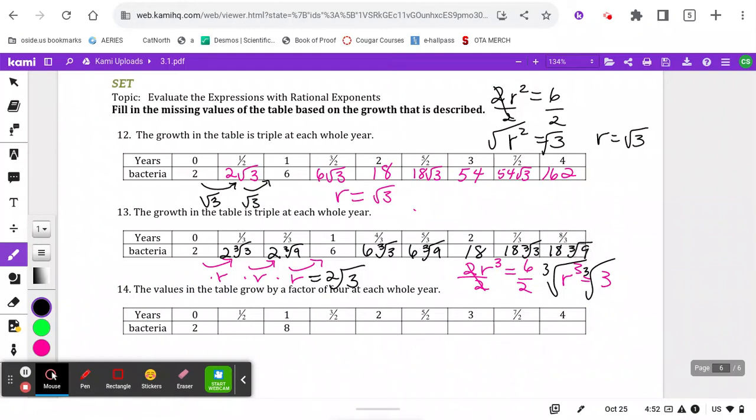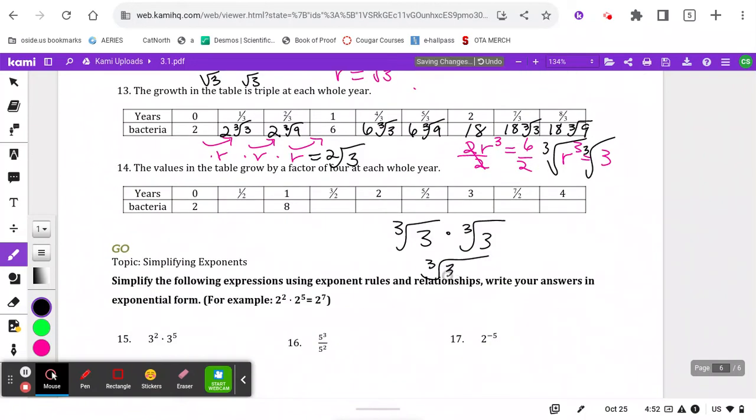Now, by the way, where is this cube root of 9 thing coming from? The cube root of 3 times the cube root of 3. Today in class, we reminded ourselves that when we're multiplying radicals, you can put those things under the same house. So cube root of 3 times 3 is just equal to cube root of 9.